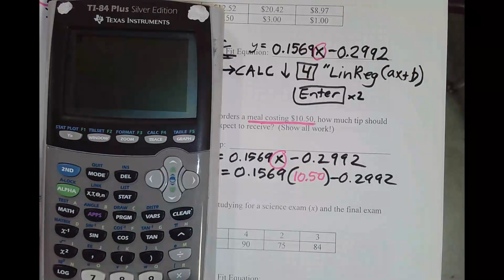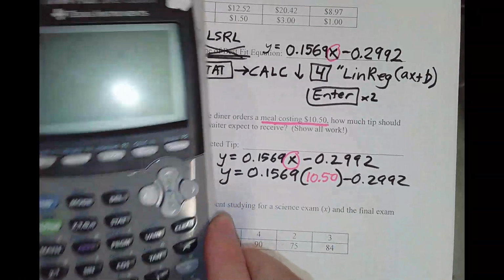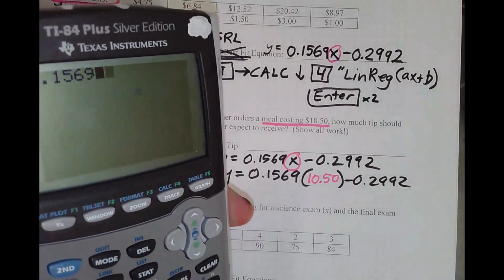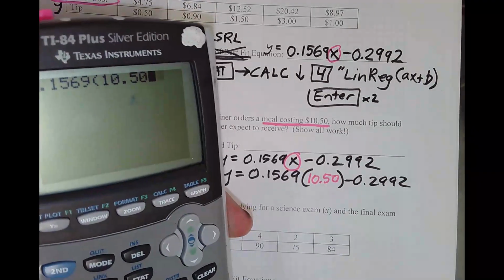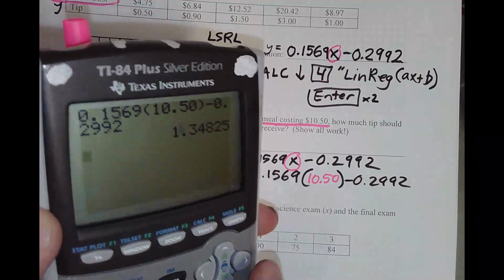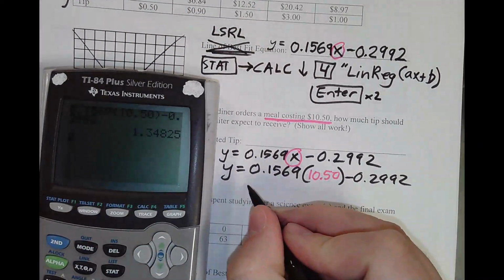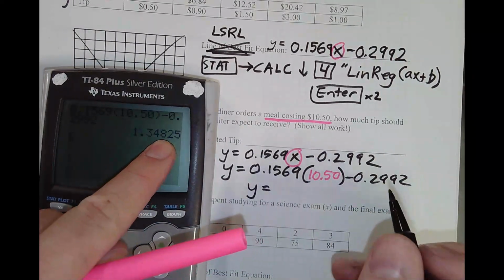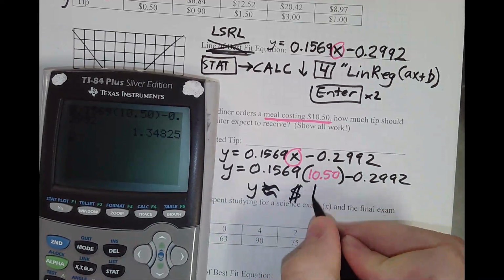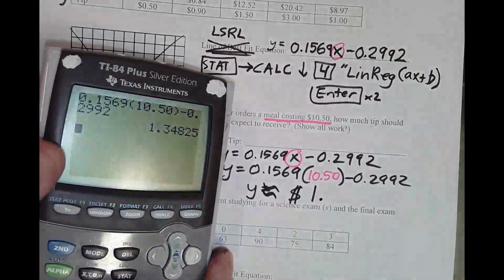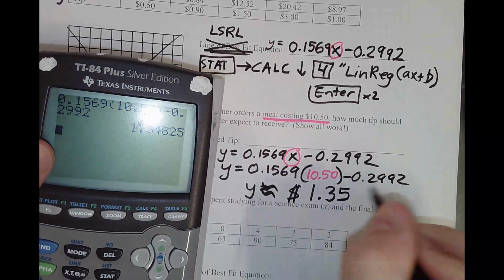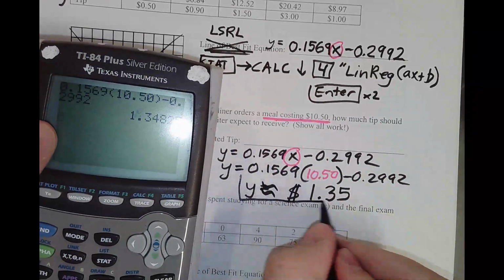So in my calculator, I'm going to go ahead and type exactly what I wrote down, exactly the same in my calculator: 0.1569 times 10.5, minus 0.2992. And that will get me my expected tip. So let's round to 2 decimal places. The expected tip is approximately $1.35. That will be my prediction.